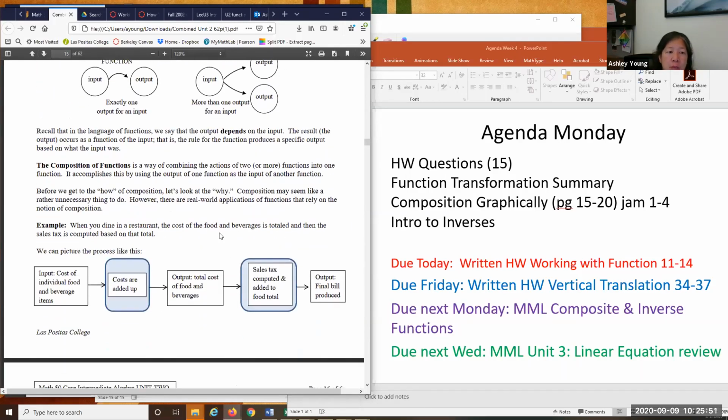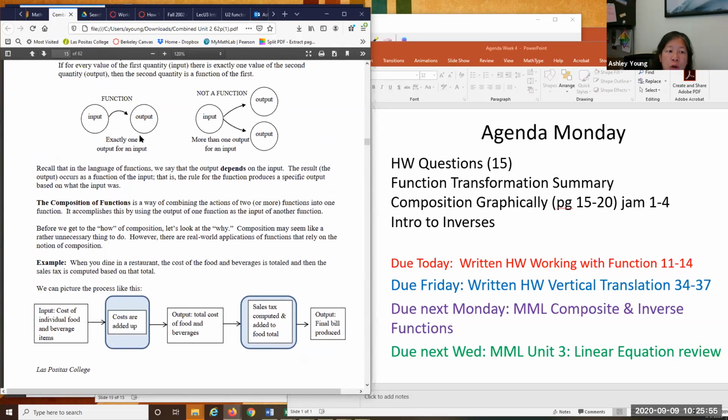All right, so then Michael, go ahead and start in on this recall. And again, here's a drawing, right? If you have one input with only one output, then you're fine. If an input can have two possible outputs, then we're in trouble. So Michael, go ahead and read from recall.